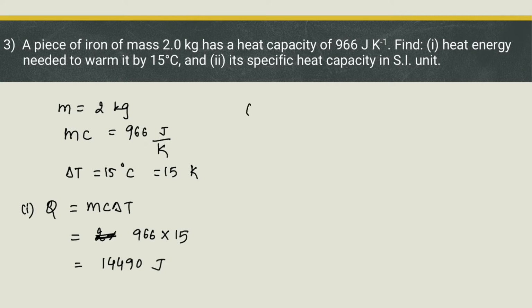Its specific heat capacity. So specific heat capacity is heat capacity upon mass. Heat capacity is 966 divided by mass. Mass is 2 kilogram. So this is 483 joule per kg Kelvin. Since mass is given in kilogram, the unit of specific heat capacity becomes 483 joule per kg Kelvin.